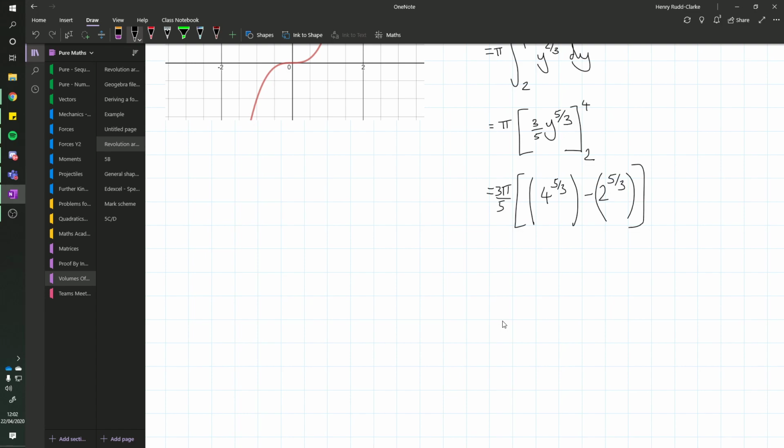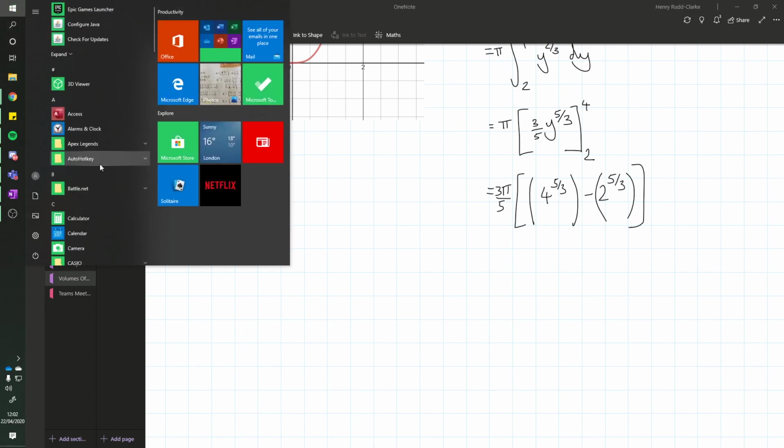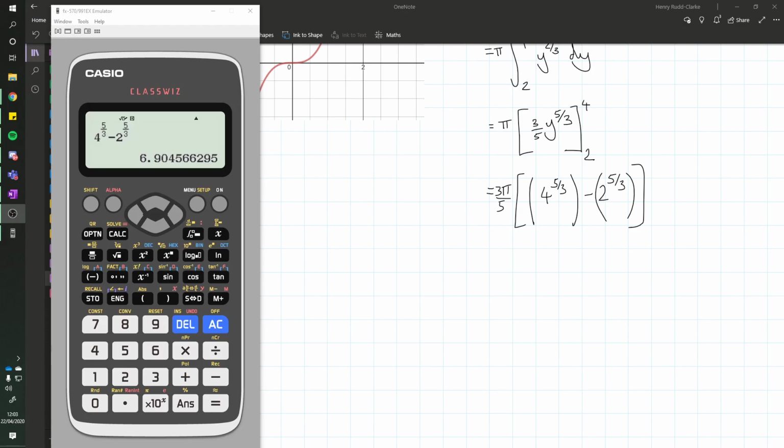So that's what we're working out. There is probably a nice answer to this, but let's just get our calculator and work out what it is. As you can see here, I put that in, it gives me 6.9.